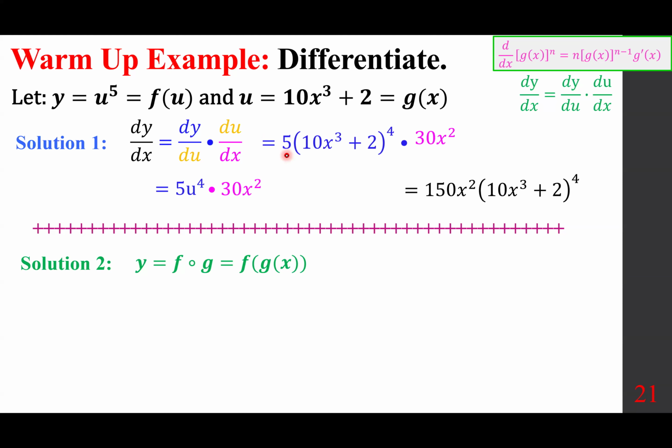This question is simple enough. We can find the composite function f of g, which is f of g of x, which means y is u to the power of 5. So if I want f of g, I'm going to replace the u with 10x cubed plus 2, and I get (10x cubed plus 2) quantity to the power of 5. And work on this using the extended power rule.